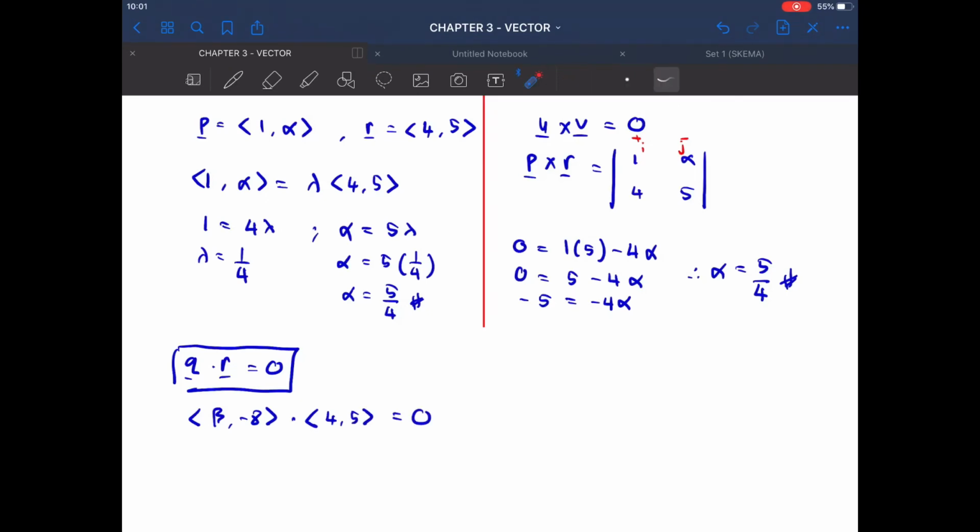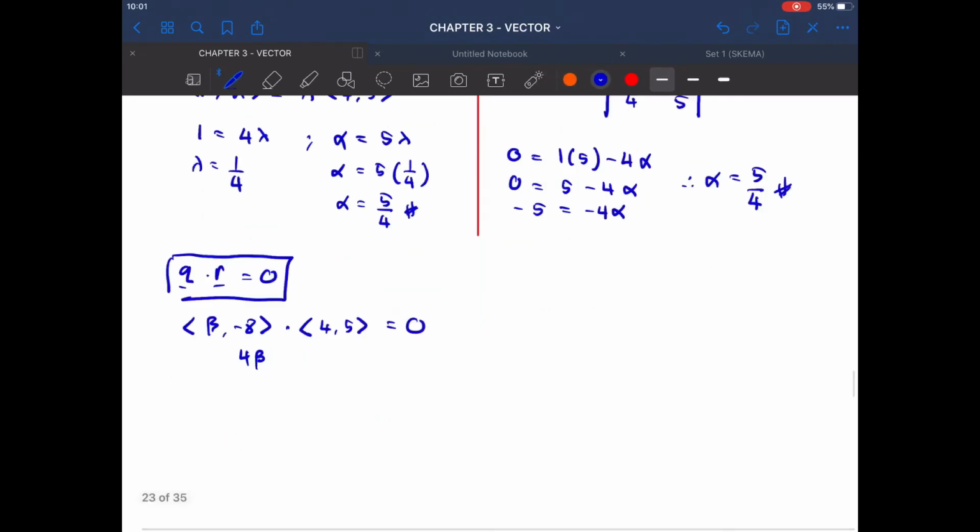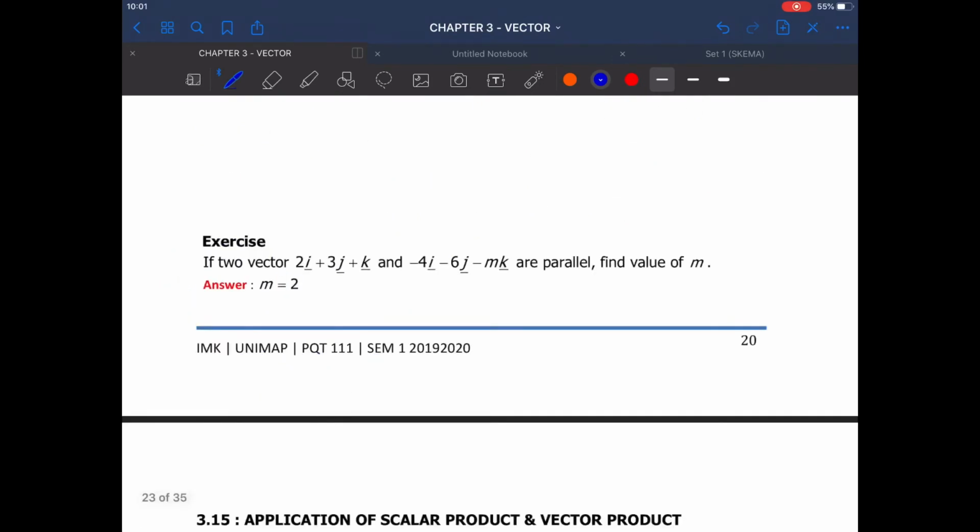So apply dot product for the left hand side. Beta multiplied by 4, 4 beta. Negative 8 multiplied by 5, negative 40 is equal to 0. So beta is equal to 40 divided by 4. Beta is equal to 10. So this is the value for beta such that q and r are perpendicular. For the exercise here, you can try on your own.